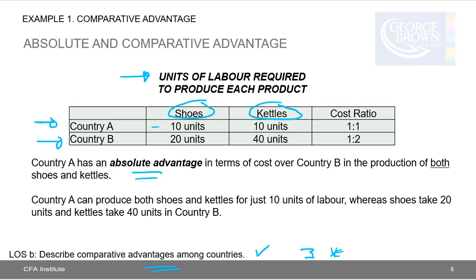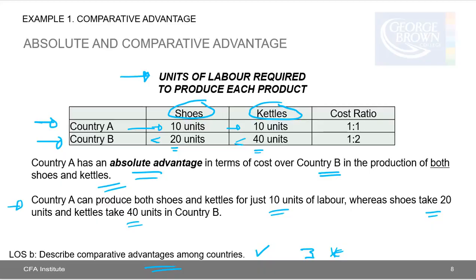You can see here country A, it takes 10 units of labor to make the shoes, and it takes 10 units of labor to make the kettles, which is less than country B, where it's taking 20 units of labor to produce the shoes, and it's taking 40 units of labor to produce kettles. So you can see for both shoes and kettles, country A has an absolute advantage in terms of cost over country B in the production of both shoes and kettles. So country A can produce both shoes and kettles for just 10 units of labor, whereas shoes takes 20 units and kettles take 40 units in country B.